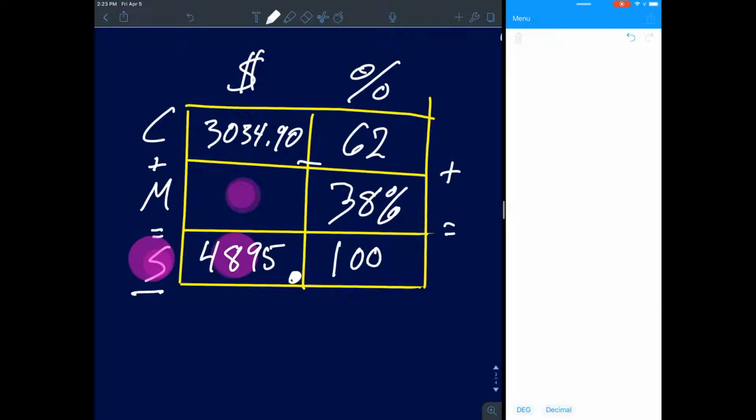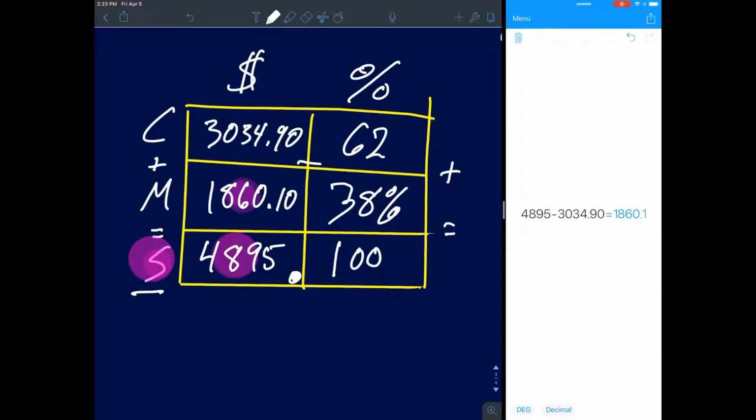Come on, didn't work out. Hold on. It is $1,860.10.